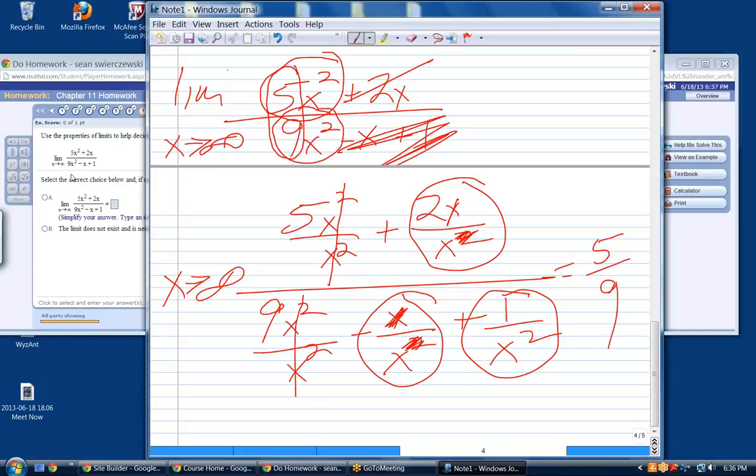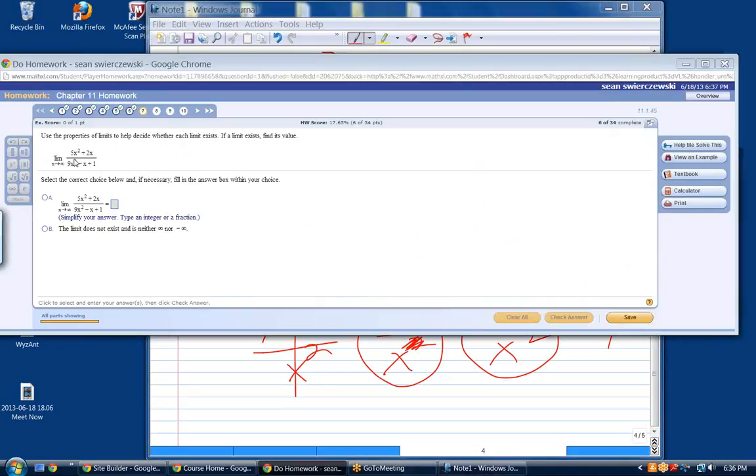In other words, the shortcut to this is, well, I noticed that that's an x squared, this is an x squared, the limit is 5/9. So you can just straight up look at it and know, as long as those are the same degree. If this one is x and this one's x squared, you can't do that.